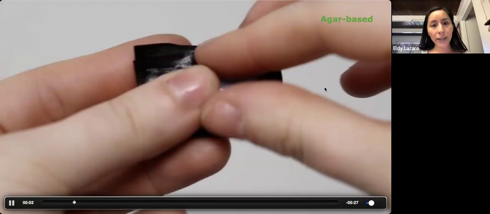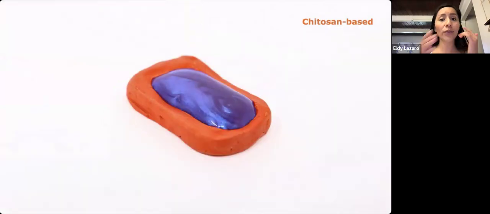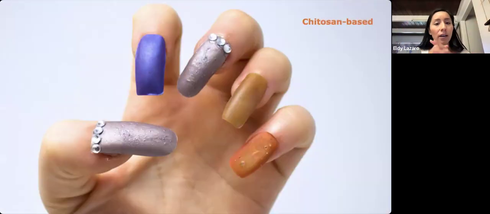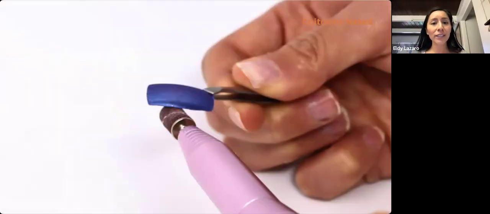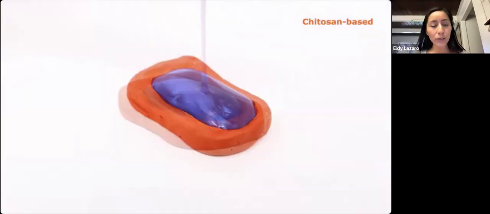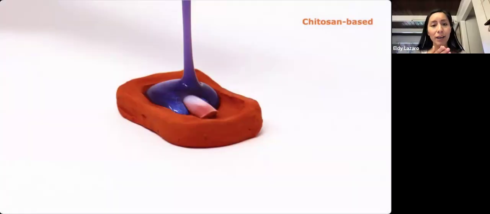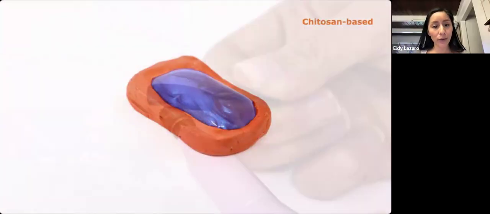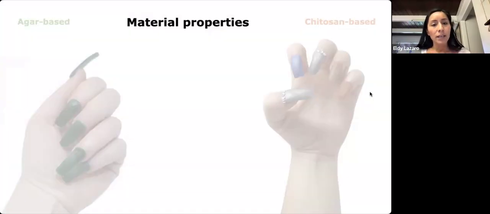And with the chitosan-based nail, we use clay, the one that is often used for crafts, let's say. With this clay, we created the shape of a nail, and then we pour the material, the chitosan-based liquid or bioplastic, on top of it, and then we file it after it's dried and get the shape that we were looking for. So both use different fabrication techniques, let's say.